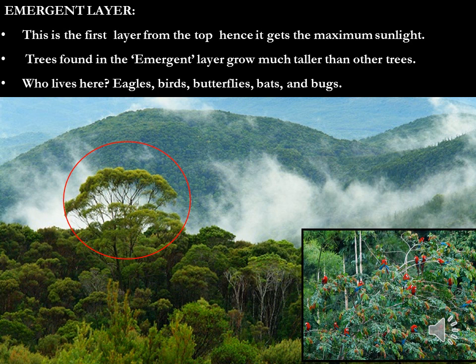Let's talk about the first and topmost layer, that's the emergent layer. This layer gets the maximum amount of sunlight. Trees found in the emergent layer grow much taller than other trees in the forest. The species found here are eagles, butterflies, bats and birds that can fly high.